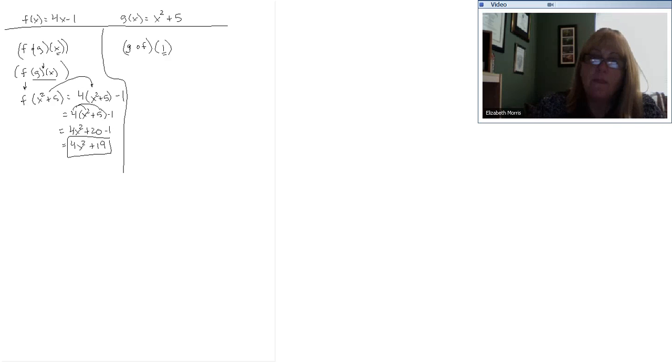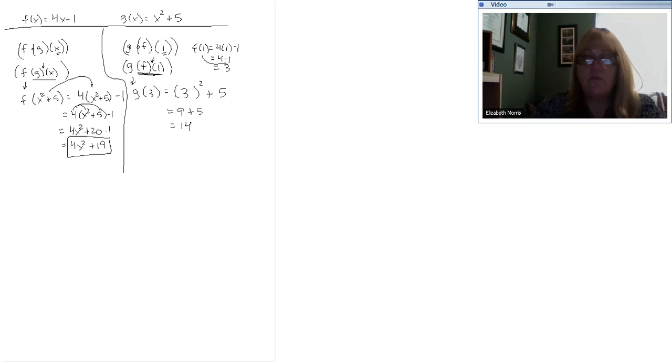One more. This is g of f of 1. Do I know what f of 1 is? No, but can I figure that out? Sure. F of 1 means wherever there's an x, I put the 1. So I get 4 minus 1, which is 3. F of 1 is 3. So what I'm looking for is g of 3, which means wherever there's an x in the g function, I put the 3. So I get 9 plus 5, which is 14.